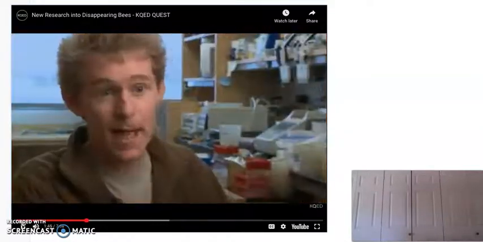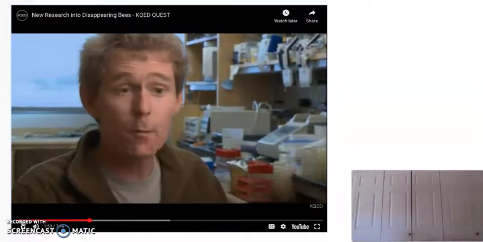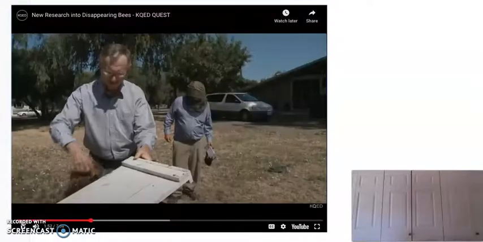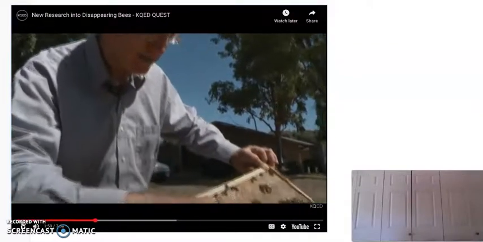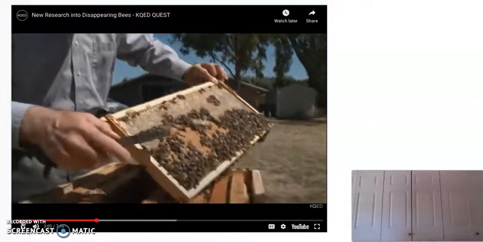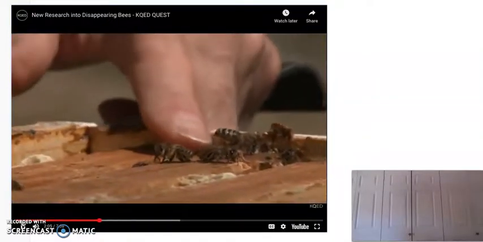You have a weird fungus and the virus, and it causes a drop in the health of the colony to the point where the colony can't maintain itself. There's no gentle way to get in there. At the University of California at Davis, scientists are trying to find ways to improve bees' health, partly by changing what they eat, partly by breeding hardier bees.